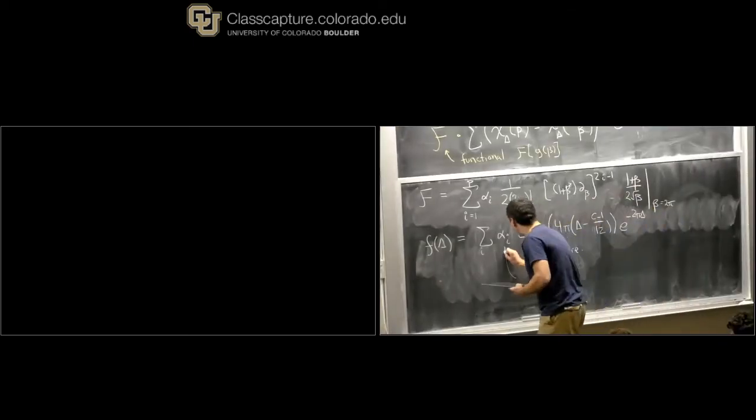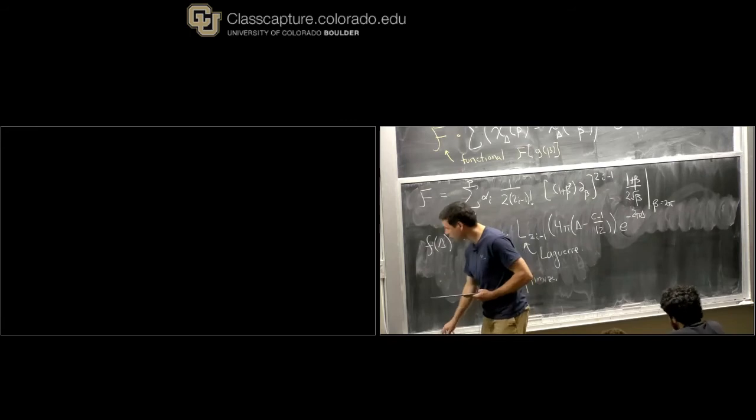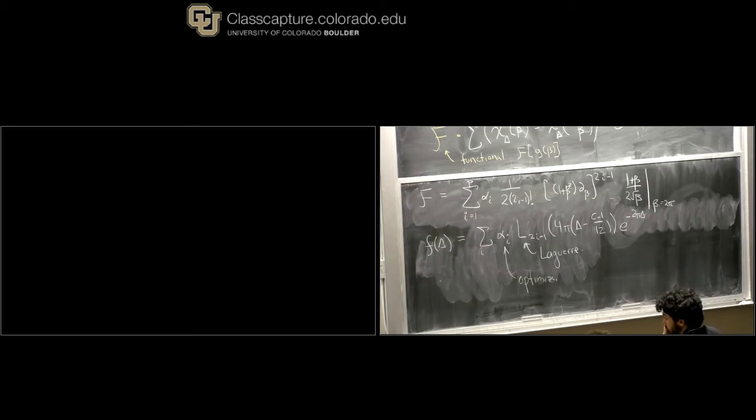Okay, and then you can optimize over alphas to derive your functional, and you try to get a wiggly-looking functional that looks as much like this as possible, and that's how you derive your bounds.